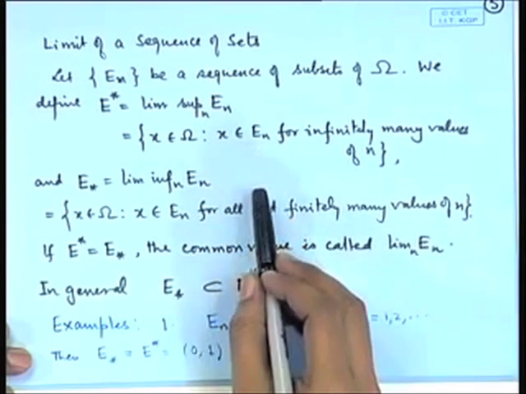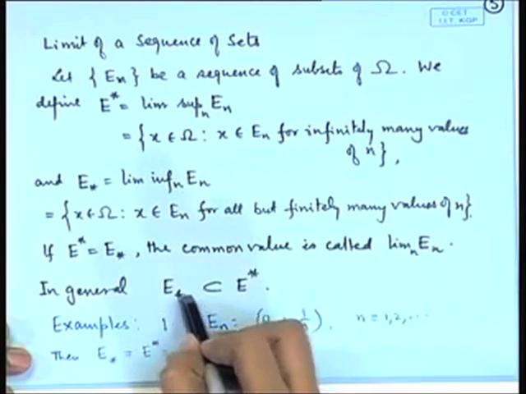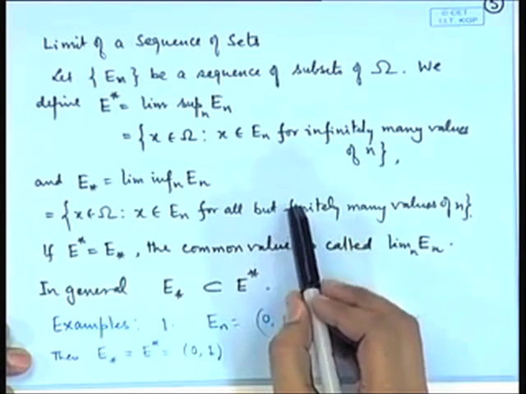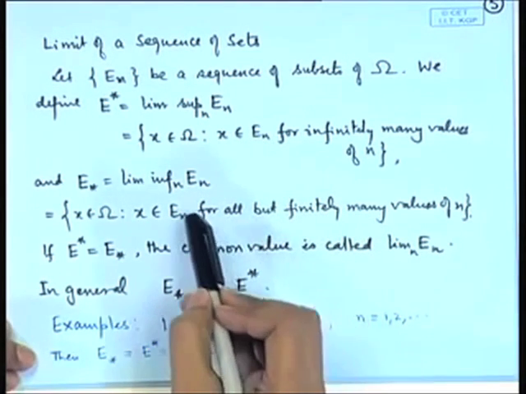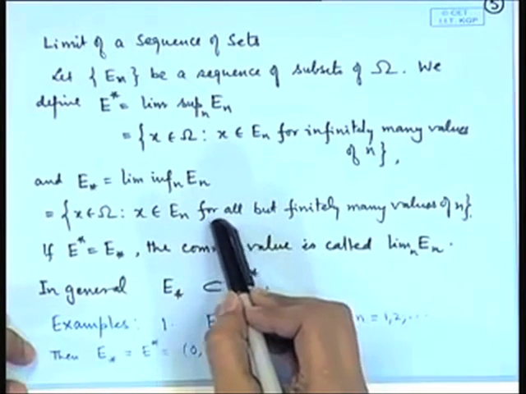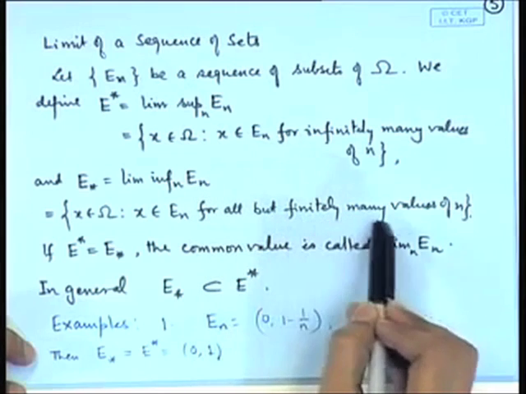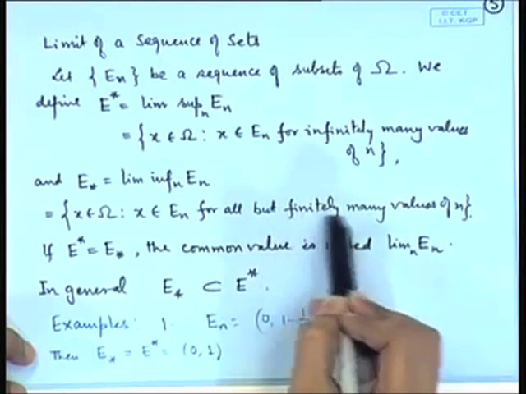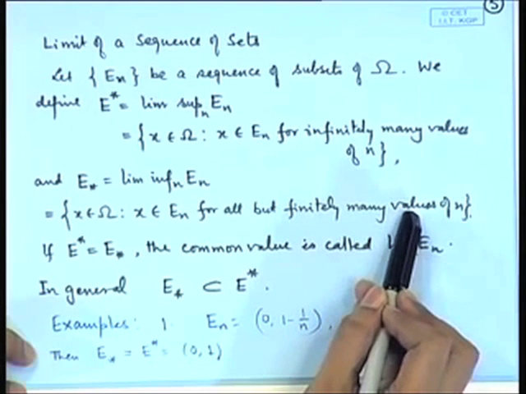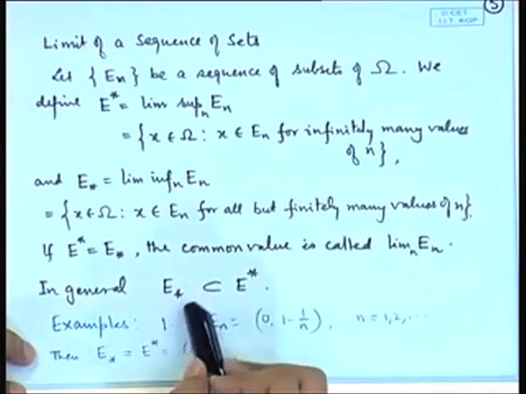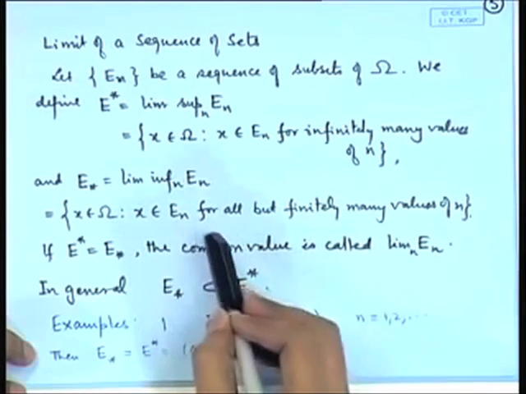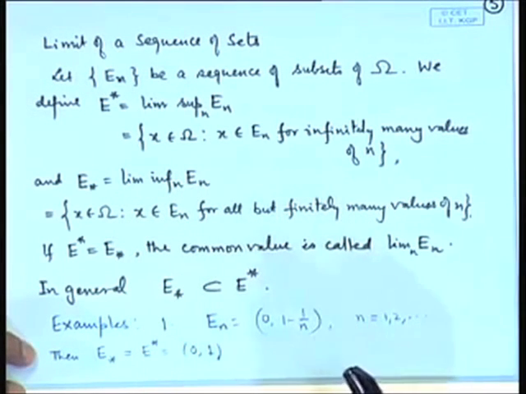By the definition, it is clear that in general we will have E lower star as a subset of E upper star, primarily because if x belongs to E lower star, then already we are committing that it belongs to infinitely many values of n, because it belongs to all except a finite number. Therefore, in general, E lower star is always a subset of E upper star. When they are equal, we say that the limit exists.